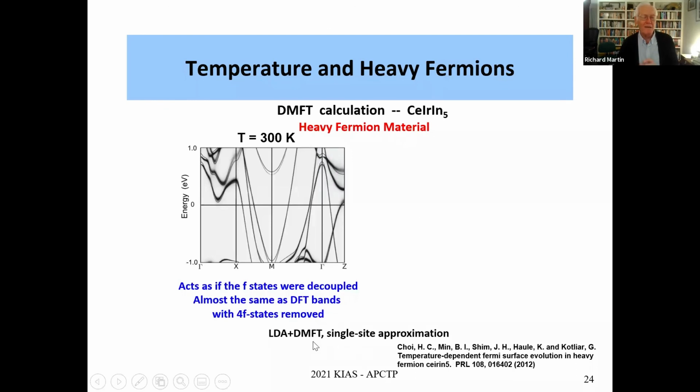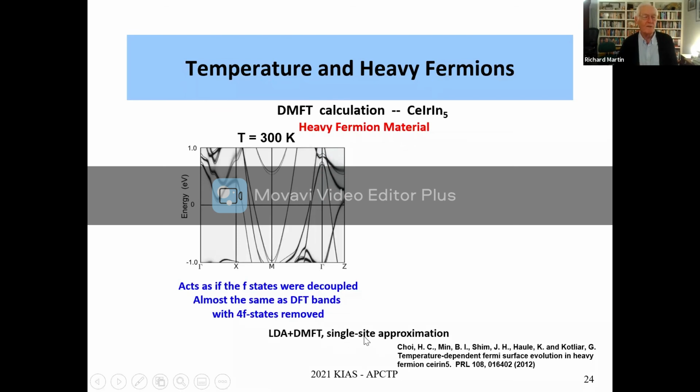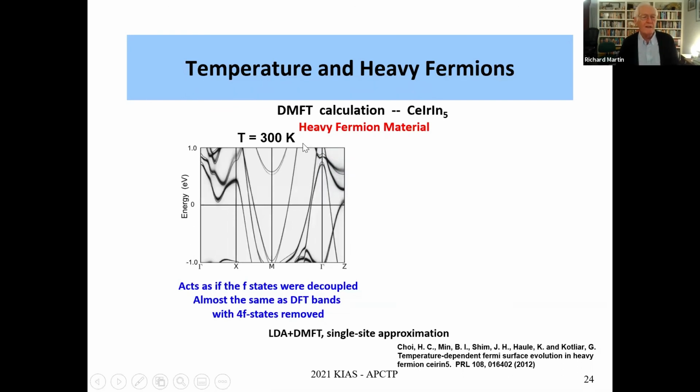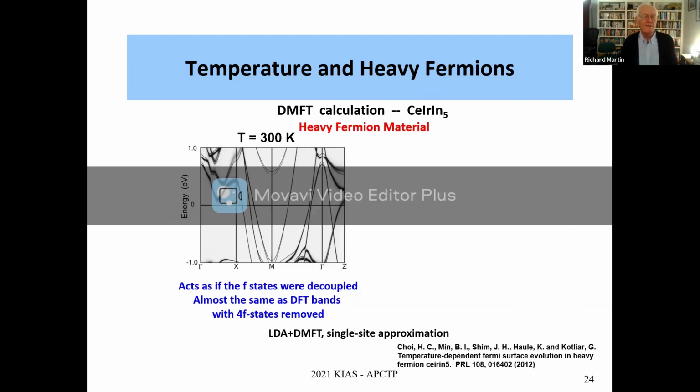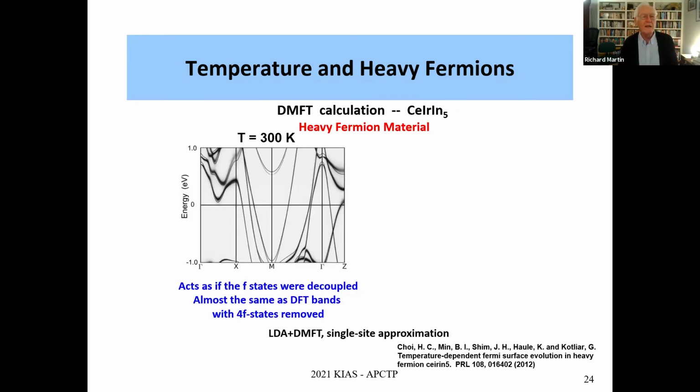And so this is one of these dynamical mean field theory calculations with parameters taken from density functional. And the result is that at this temperature, near the Fermi energy, the bands look just like density functional bands. There's essentially no effect of the presence of the electrons. Oh, I should say they look like density functional bands if you throw out the F states, if you don't have any F states. So just due to the other states in the crystal. So it's like the Fs aren't there.